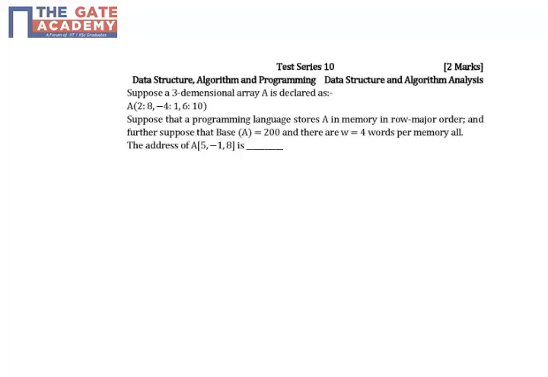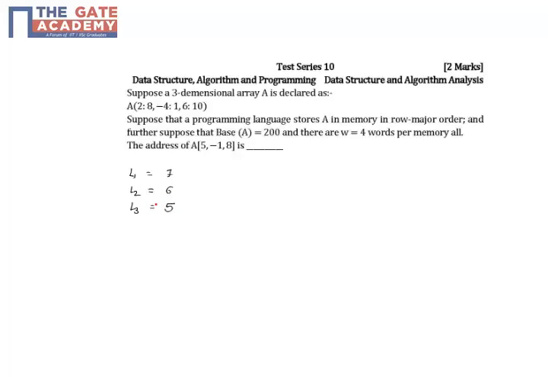First of all, I want to compute the length of each array. Length of the first array will be upper bound 8 minus lower bound 2 plus 1. 8 minus 2 plus 1 is 7. Length of array number 2 is minus 1 minus of minus 4 plus 1, that is 6, and length of array number 3 is 10 minus 6 plus 1, that is 5.